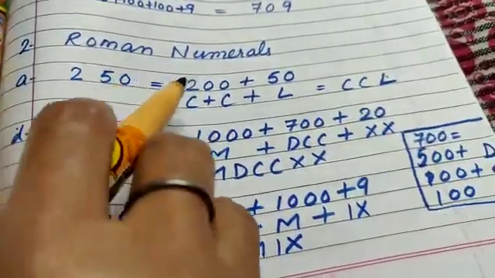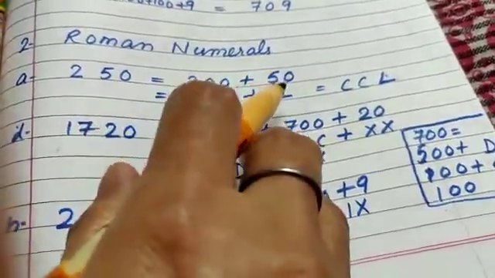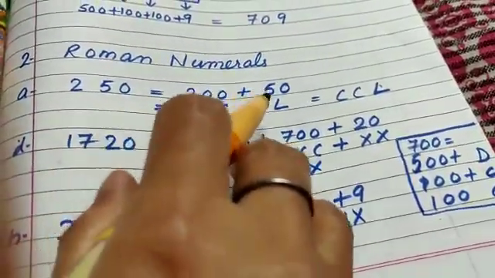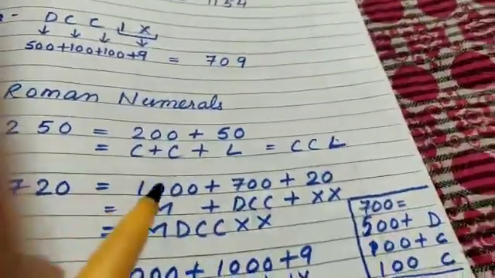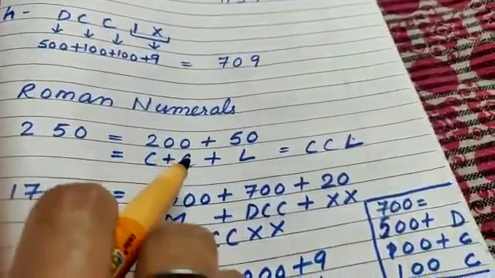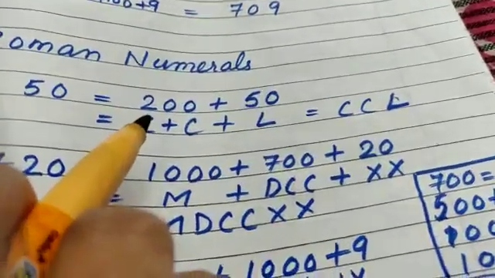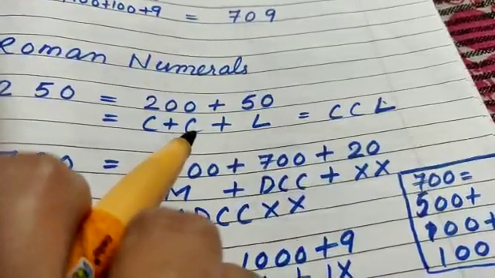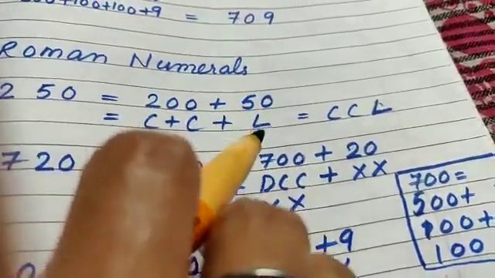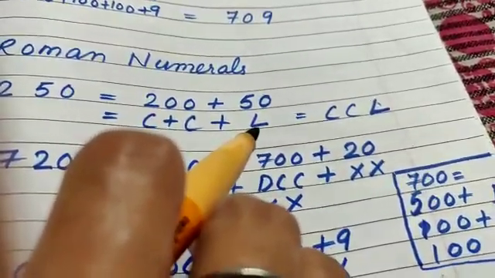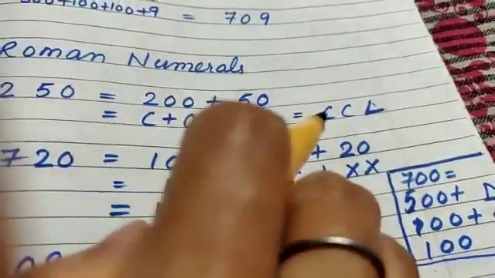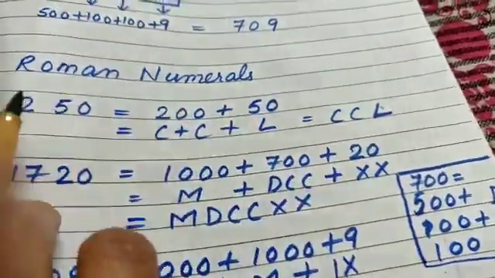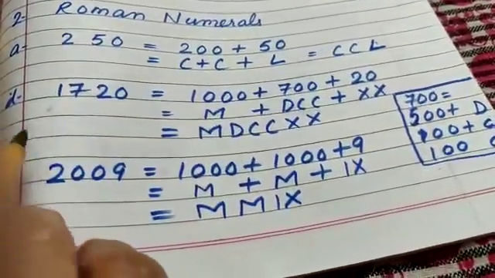You can write this number like 200 plus 50. 250 you can write in expanded form as 200 plus 50. So 200 means 100 plus 100. 100 means C, then another C, so 200 is CC, plus 50, L for 50. Clear? CCL, 250 you can write CCL.